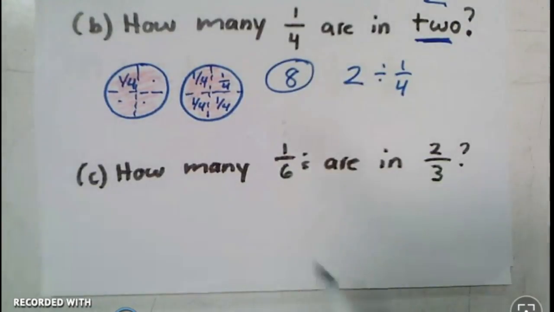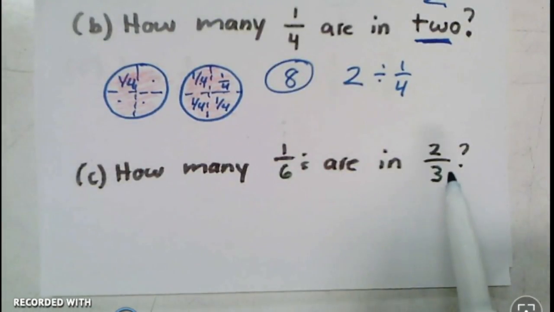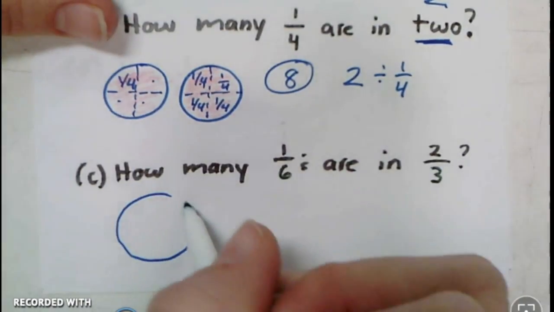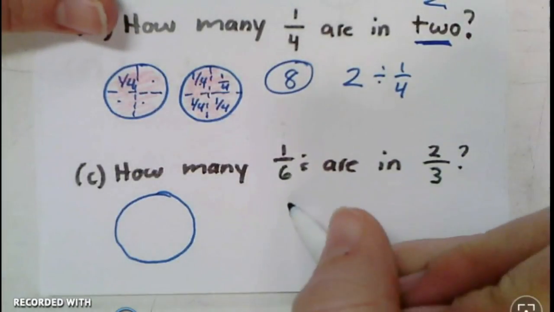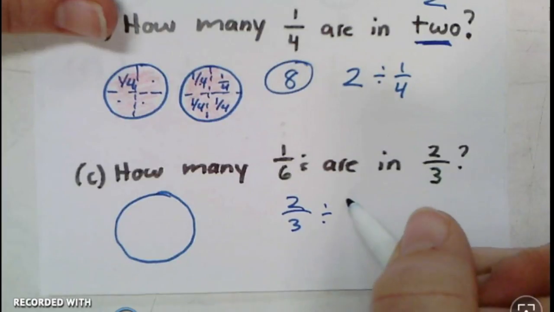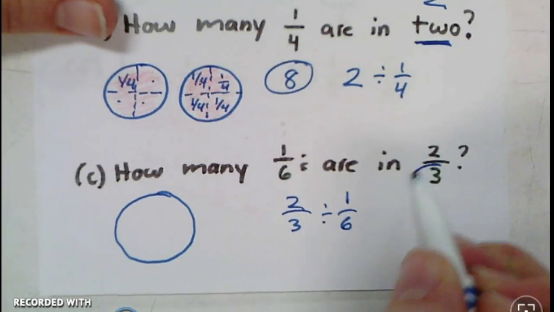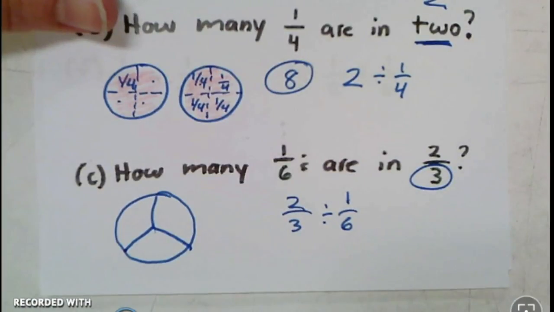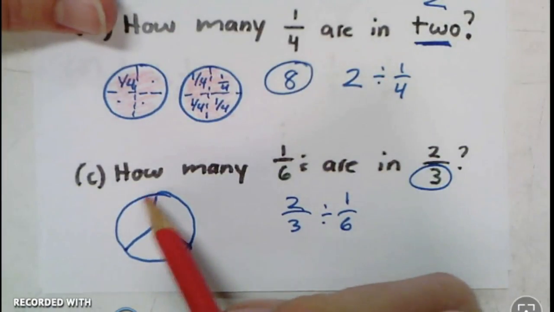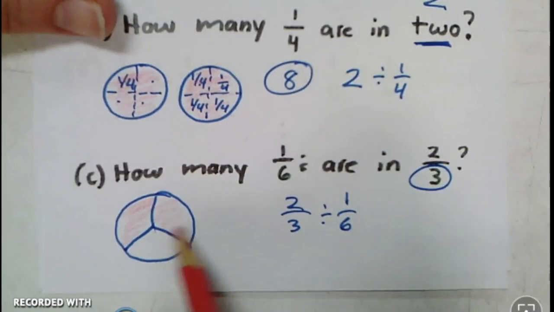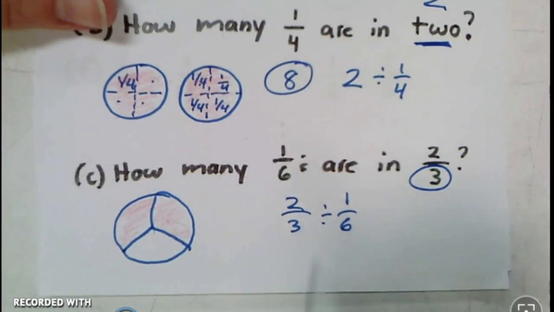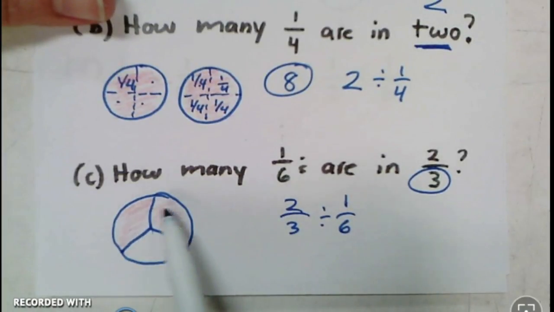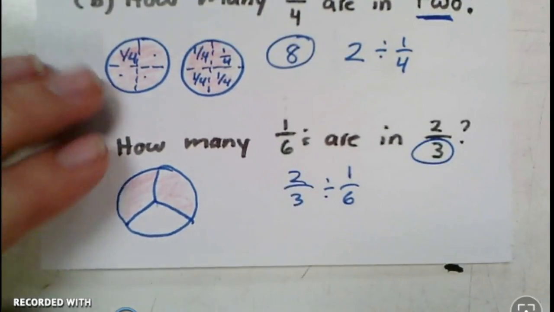All right, C. How many 1/6 are in 2/3? Okay, I'm going to have you finish this one by yourself, but I'll get you started. I need to split this. I'm asking 2/3 divided by 1/6. So I need to split it into 3 pieces. You draw a straight line down and then you go out to either side. And how many of those are currently filled in? 2. And now I need to break this, instead of thirds, into sixths and figure out how many are in the shaded area. So go ahead and do that.